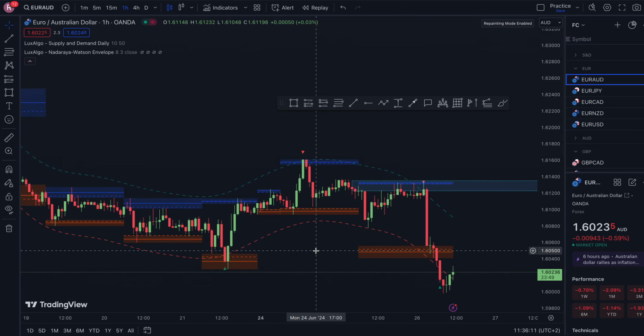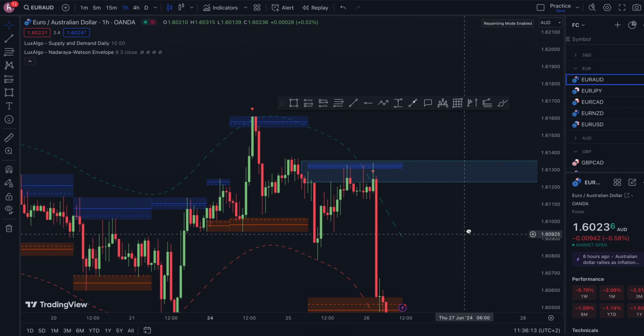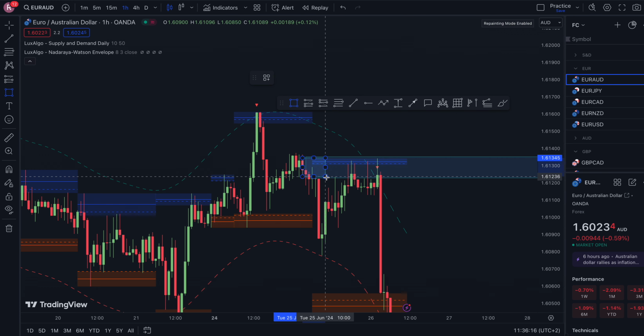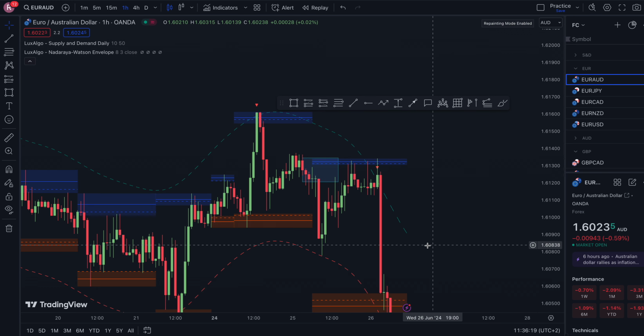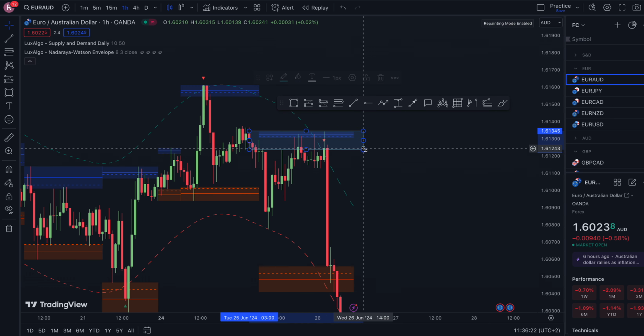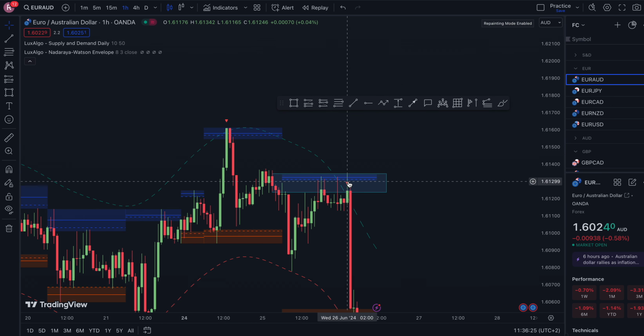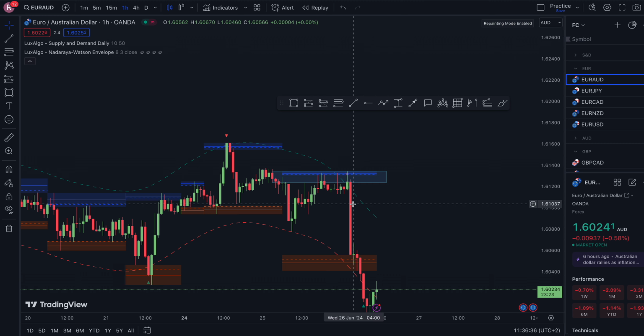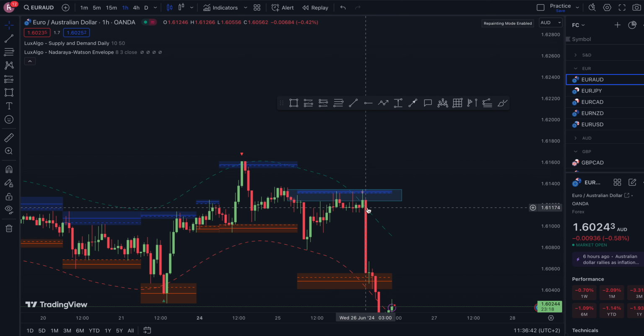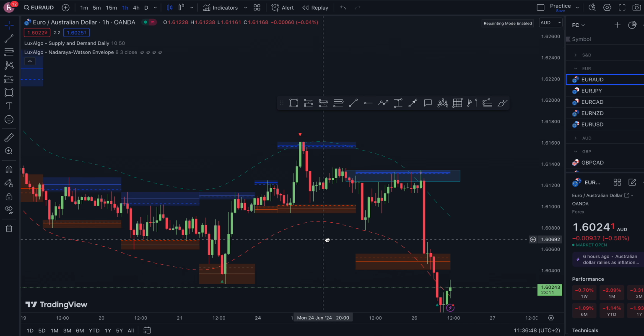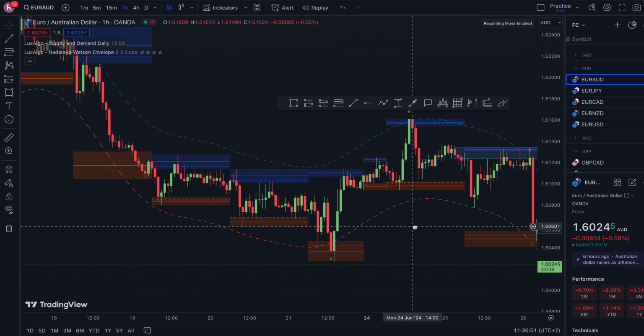Let's try it out. As you can see, we had a supply zone marked out here in blue. Price eventually came back into that zone and broke out of the Nadaraya Watson indicator. The breakout of the band is very crucial. No breakout, no trade, literally. So it broke out, and that was a nice sell. The moment it breaks out of the Nadaraya Watson indicator and closes back in, you want to take your sell, right?